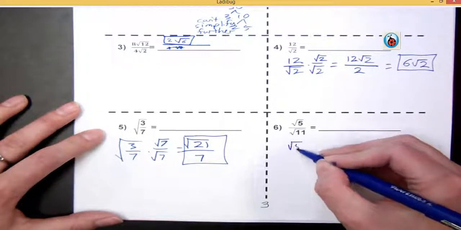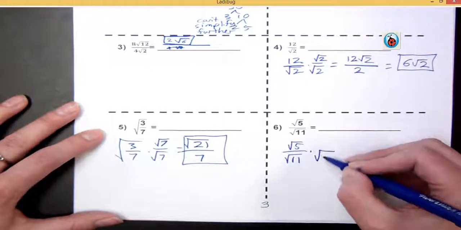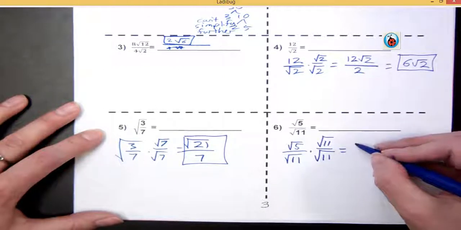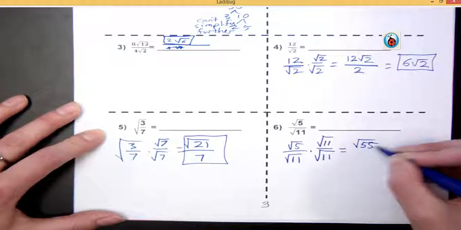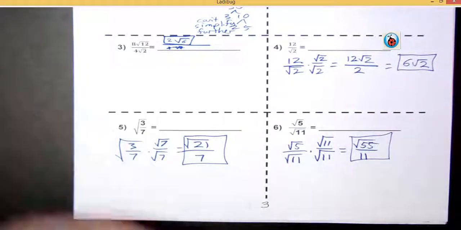And then last of all, root 5 over root 11. They do not divide into each other, so I multiply times root 11 over root 11 to get root 55 over whole number 11. And I am finished.